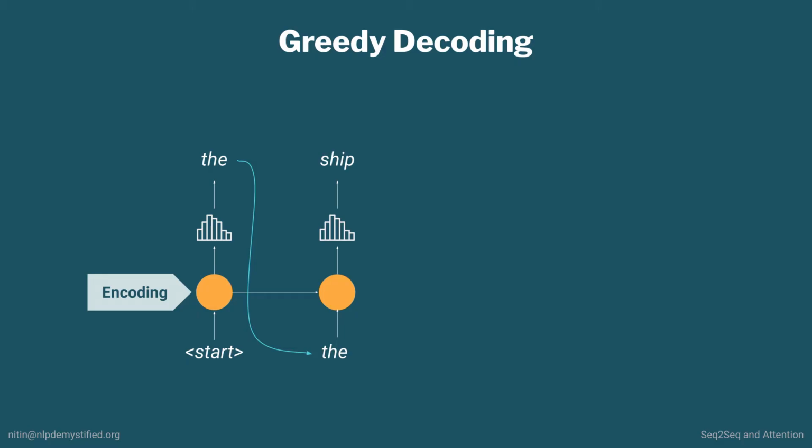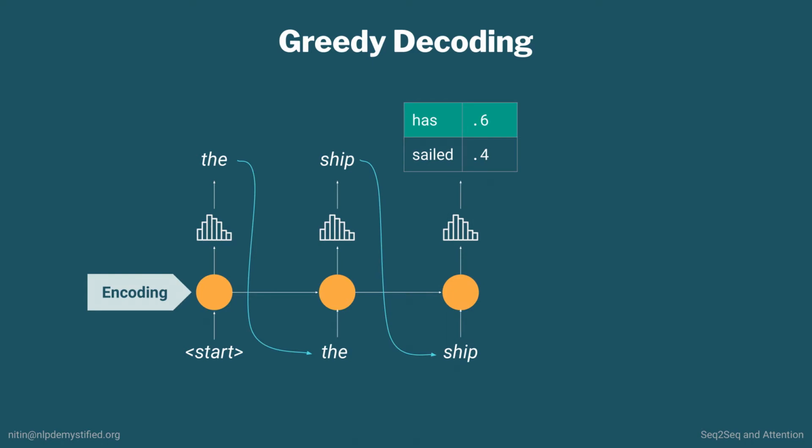Consider this example. The decoder receives an encoding of the source and a start token, and the first outputted word is the, and the second word is ship. At the third time step, the output probability distribution looks like this. There are only two words to choose from here, which isn't realistic, but it's just for illustration. Here the word has is assigned a probability of 0.6, and the word sailed is assigned a probability of 0.4. So the word has is chosen. And let's say the word docked comes after and the end sentence token is outputted after that.